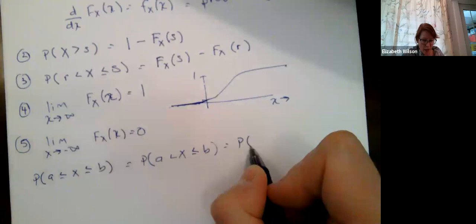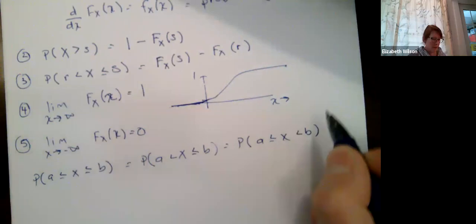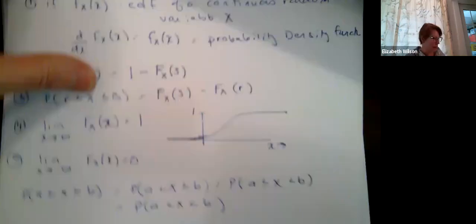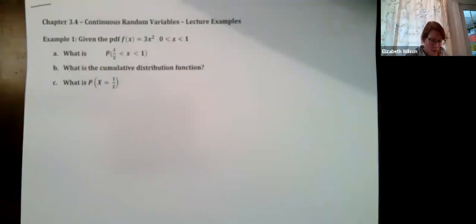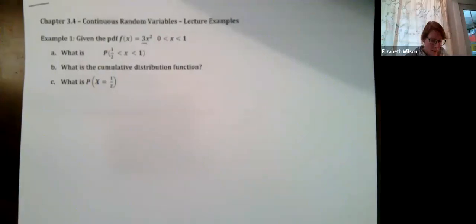So let's take a look at some examples so you can see how we're actually going to calculate this stuff out. So I've got this PDF. This is example 1. My PDF is 3x squared, and I'm only looking between 0 and 1. My x values are between 0 and 1. So the first thing I'm going to do is graph things out so I can see.